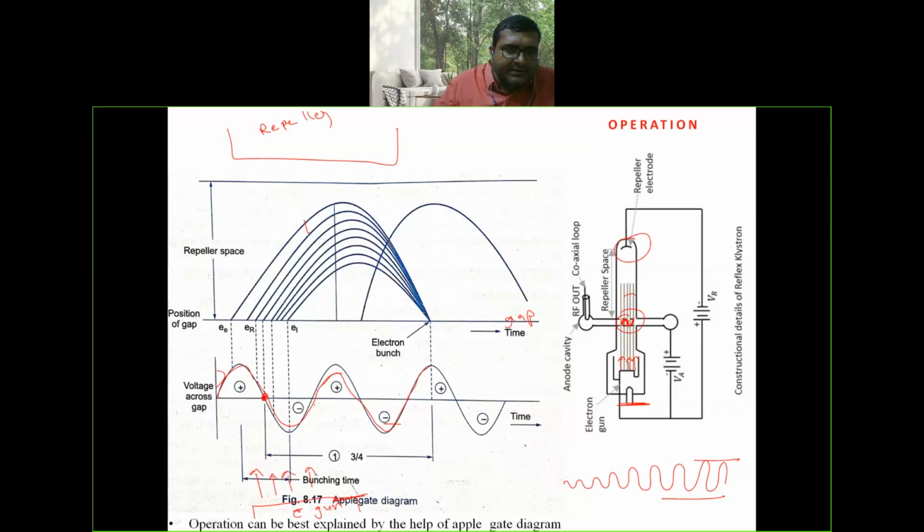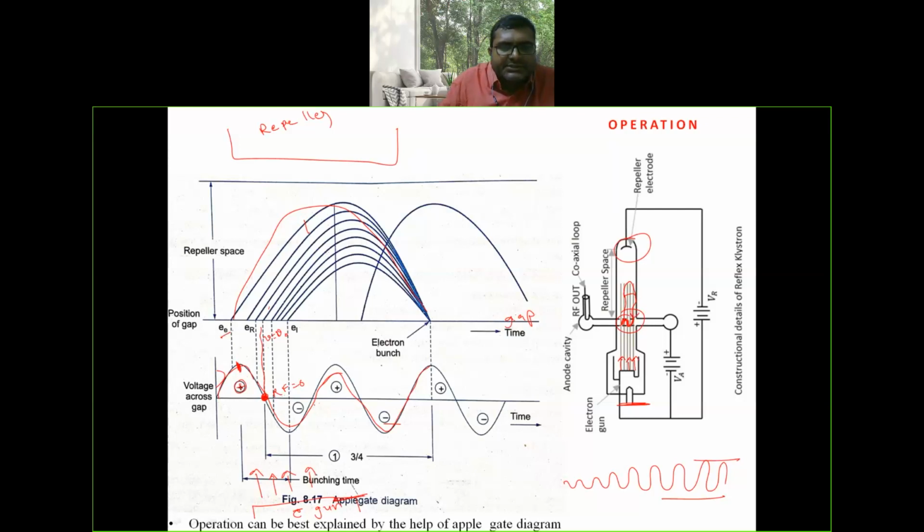For example, at this particular instant, the electron which leaves the cavity gap is unaffected by the gap voltage and moves with the velocity v equal to v naught. The reason is, at this particular instant the RF is 0. And the electron which leaves the cavity gap at this instant, subjected to the positive maximum of the RF cycle, penetrates deep into the repeller space and comes back towards the cavity for the second time.